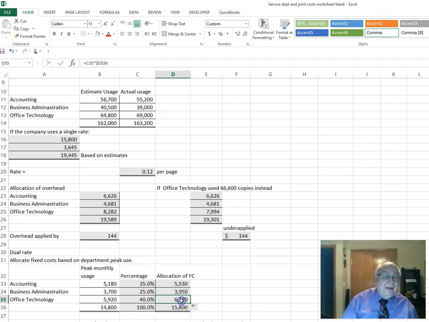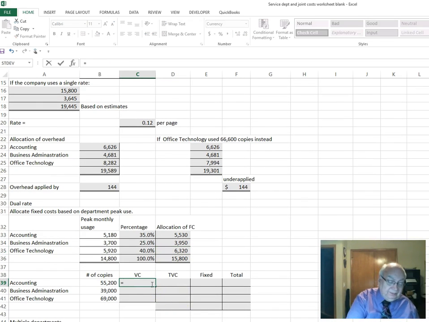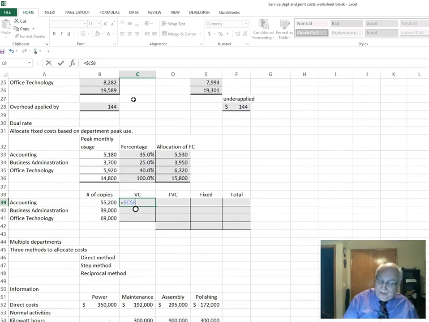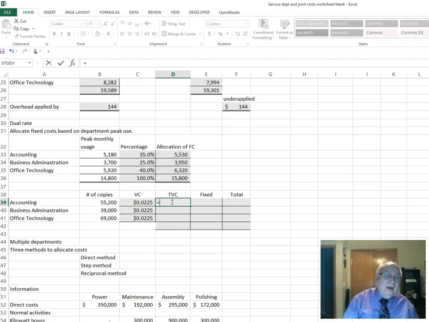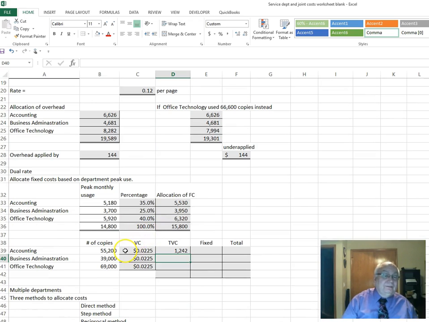And that is my allocation of the fixed costs. Now the variable costs, remember, is equal to that cell there. We anchor it, because when we copy it down we don't want that to change, because that's my variable cost per sheet. And then the total variable cost is the 55,200 times the 225, because we should have used the actual usage there, which is what we have there. Okay, and then we copy that down and then add them up.